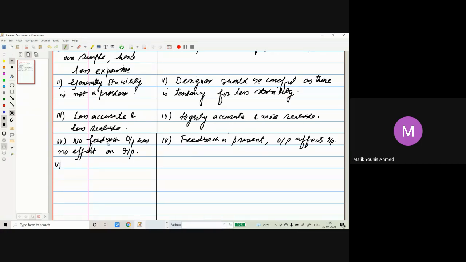Next is sensitive to the disturbance and environmental changes. And in closed loop, almost insensitive to both.